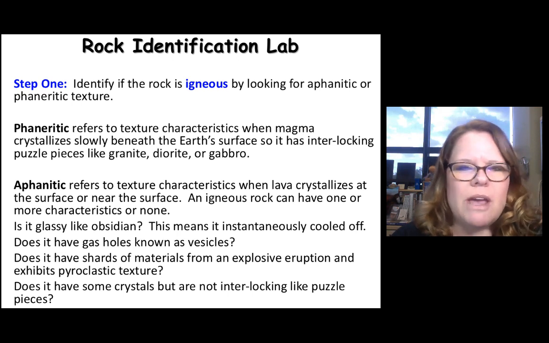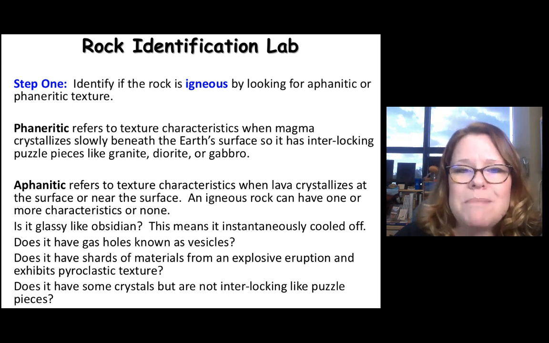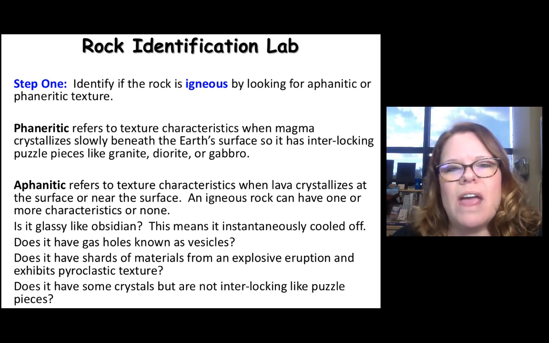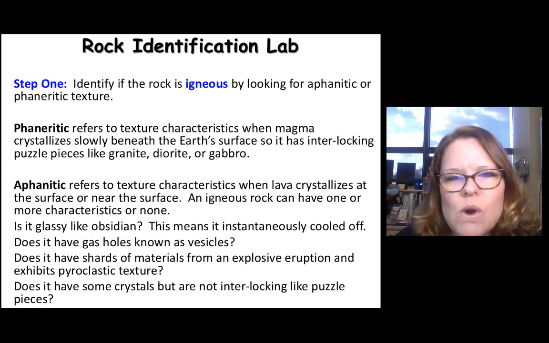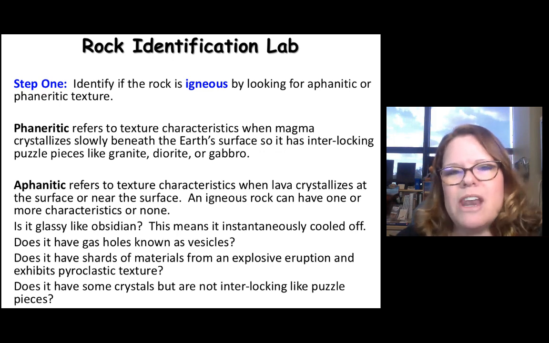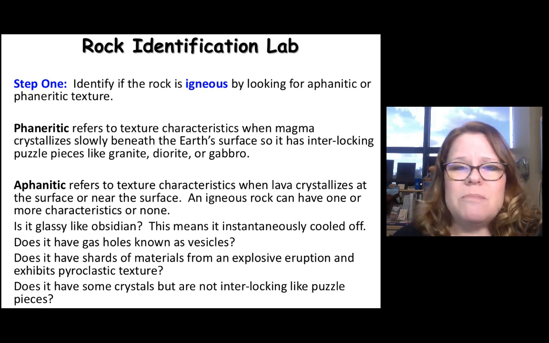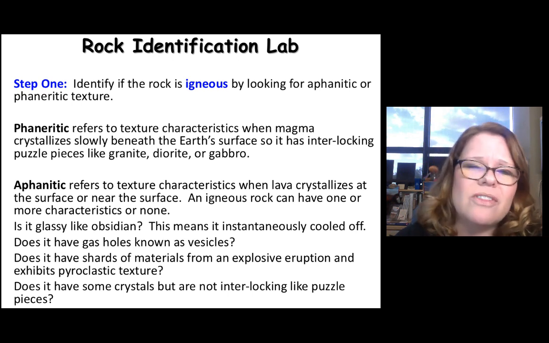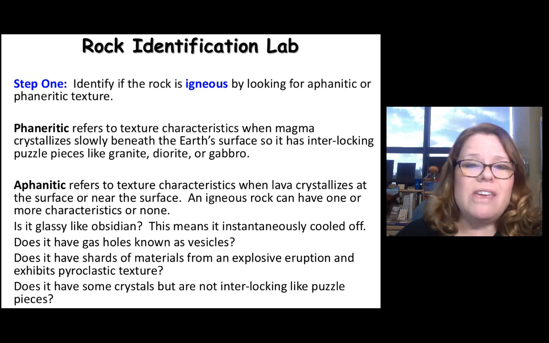So there's basically four subtextures. Is it glassy, like volcanic glass, known as obsidian? Is it holey, meaning does it have holes in it from old ancient gas pockets, which are called vesicles, and that's referred to as vesicular? And then does it have shards of material, like it exploded out of a volcano? That's pyroclastic. And then you get the weird one that has some crystals in lava, but they're not interlocking. That would be something like olivine basalt, where you have some crystals that formed inside the earth but come up in the lava during the eruption, so they don't get remelted. So that's igneous for you.